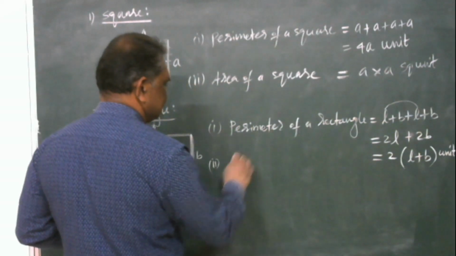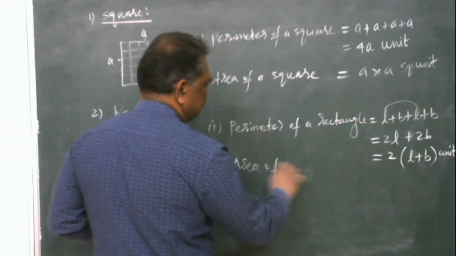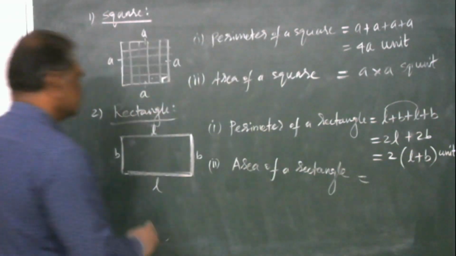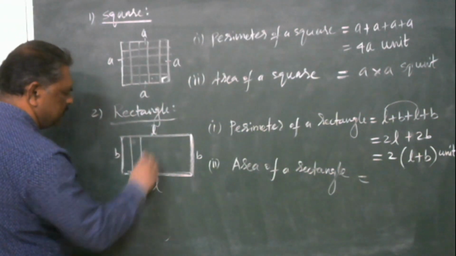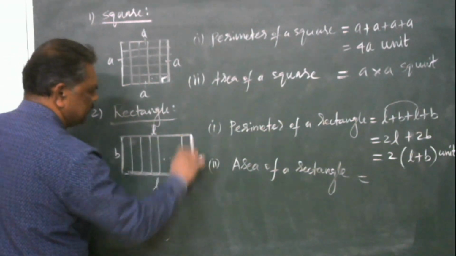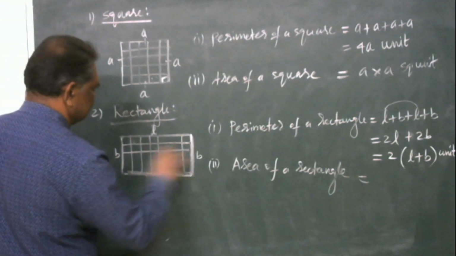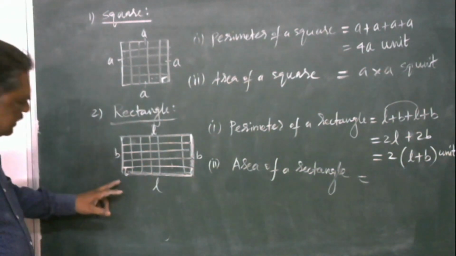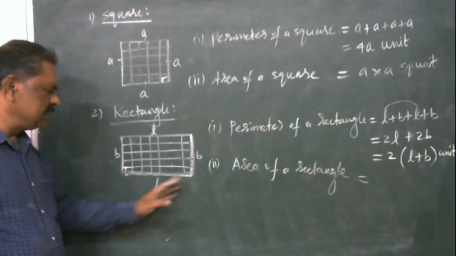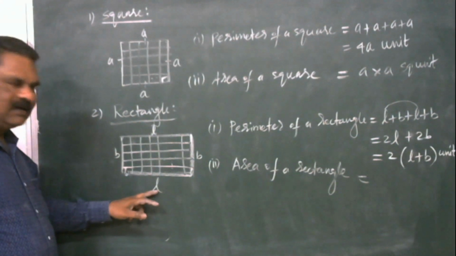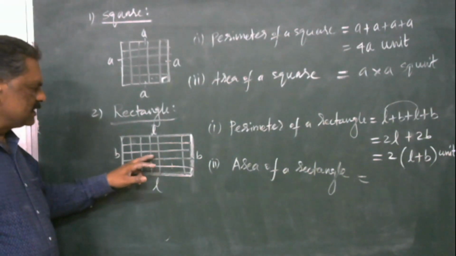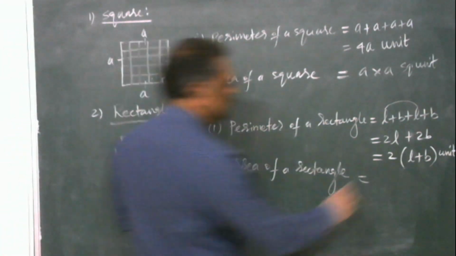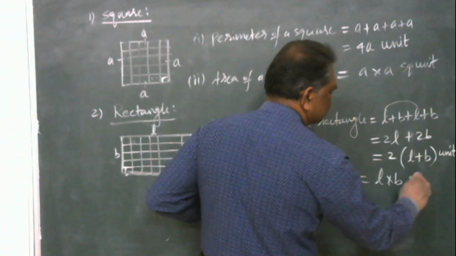The second formula is the area of a rectangle. As I already told you, how many unit squares can be placed here? In this bottom row, there are L squares, and how many such rows? B times. So B times L squares will be there. So the formula is L into B square units.